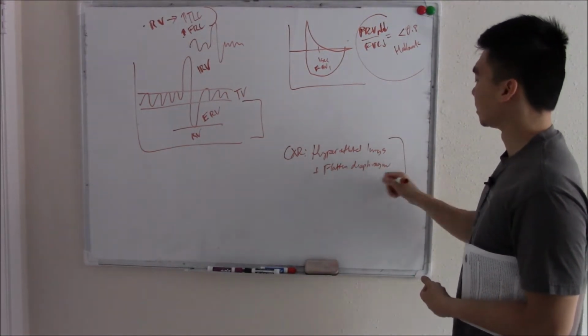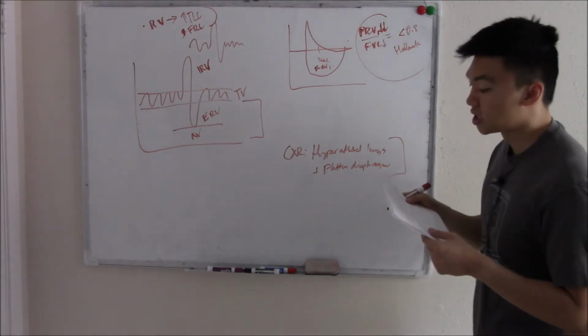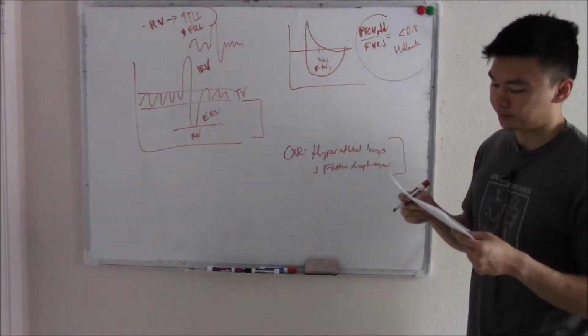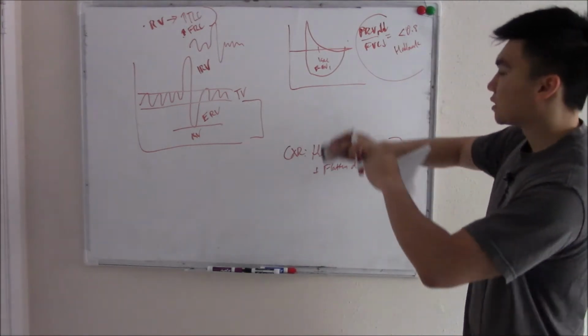You gotta be able to recognize this. You gotta be able to recognize it on chest x-ray. Shows up all the time. So that's all the signs of obstructive lung diseases.